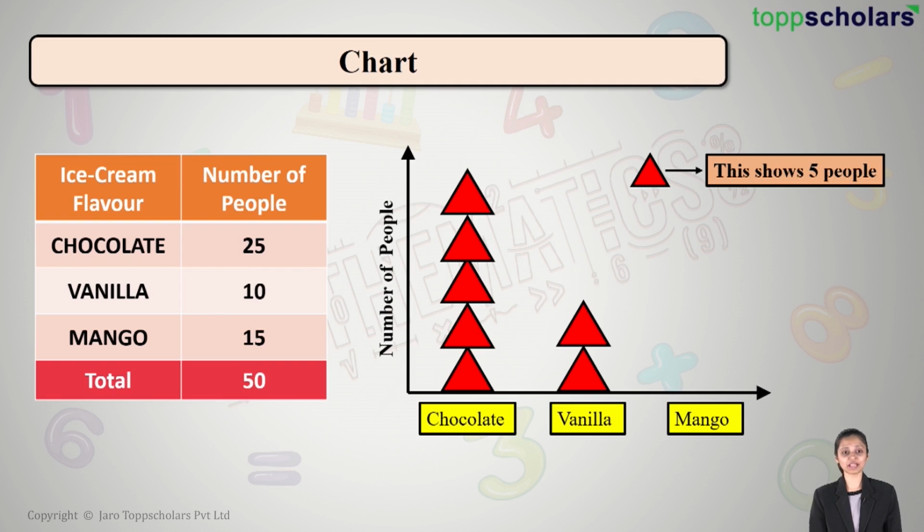Similarly, 15 people liked mango flavored ice cream. And dividing 15 by 5, you'll get 3. So let's place 3 triangles under mango. There's 1, 2 and 3.